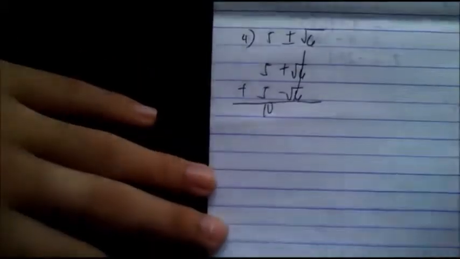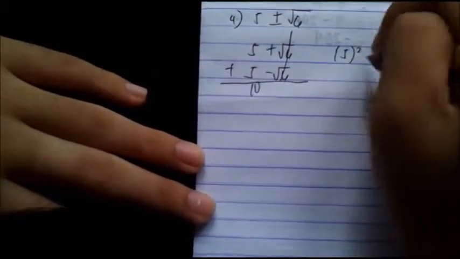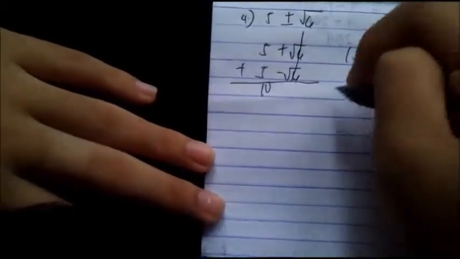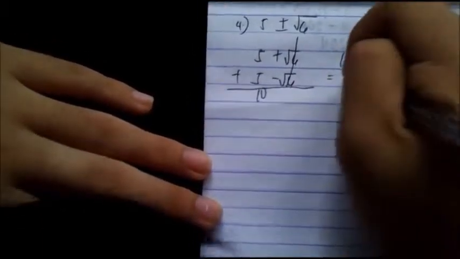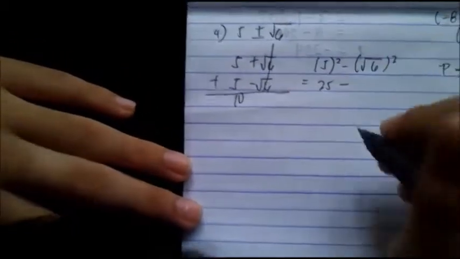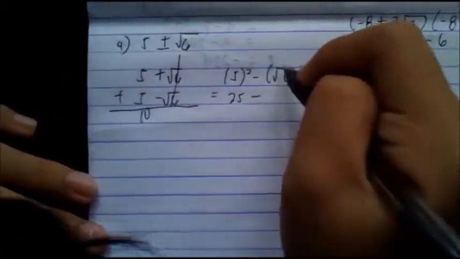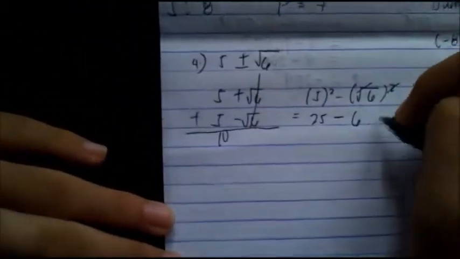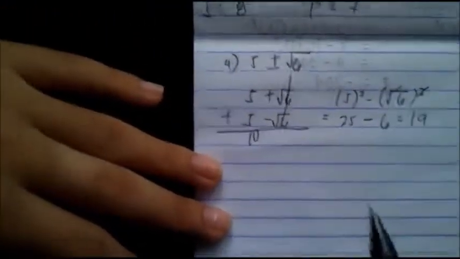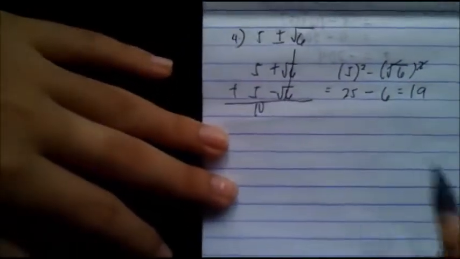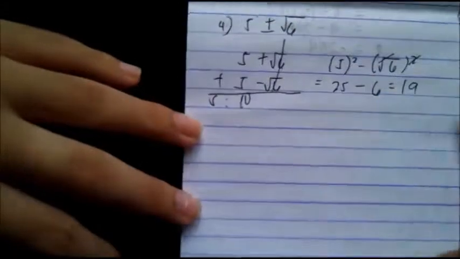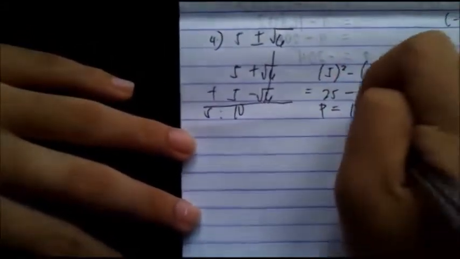And to get the product, 5 squared minus square root of 6 squared, then 5 times 5, 25. For the square root of 6 to cancel, we cancel the exponent. So, minus 6, then equals 19. 25 minus 6 equals 19. So, the sum of the given equation 5 plus minus square root of 6 is 10 and the product is 19.